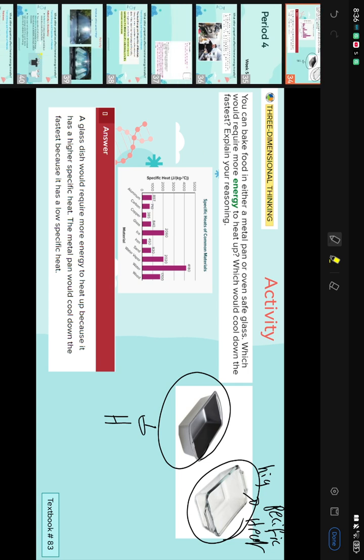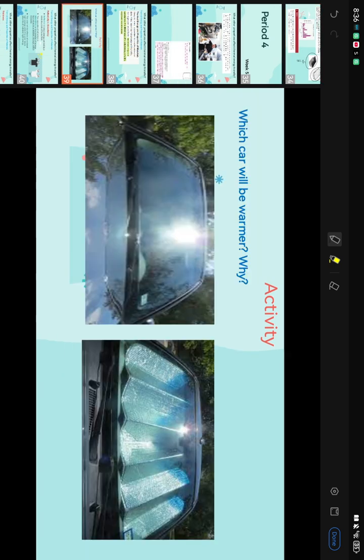Okay, so if we have this question: which car will be warmer and why? Think about this and give me the answers. If we think about it, we can see this car reflects the sunlight, and the other one absorbs the sunlight. So I can see this car here will be warmer, because it absorbs the heat energy from the sun.